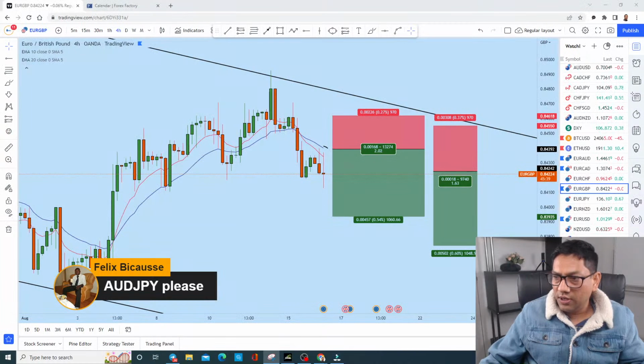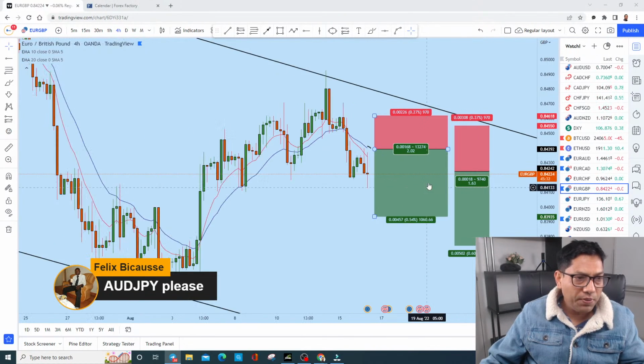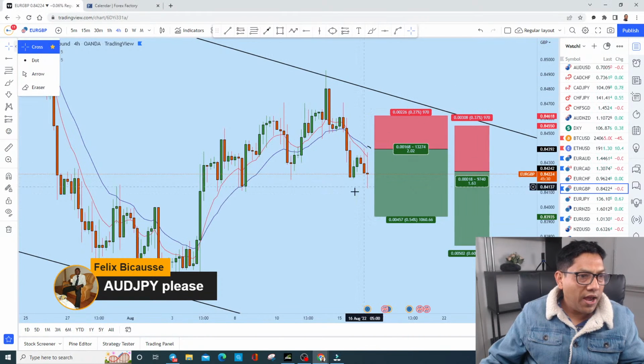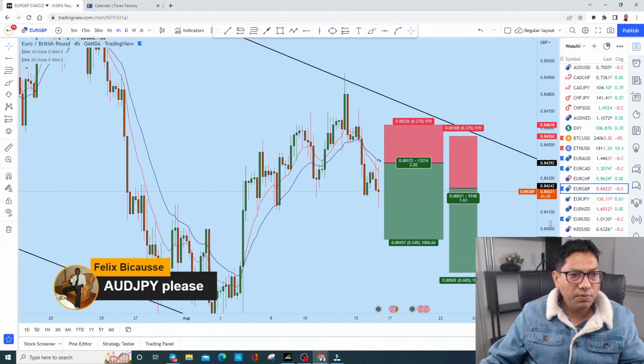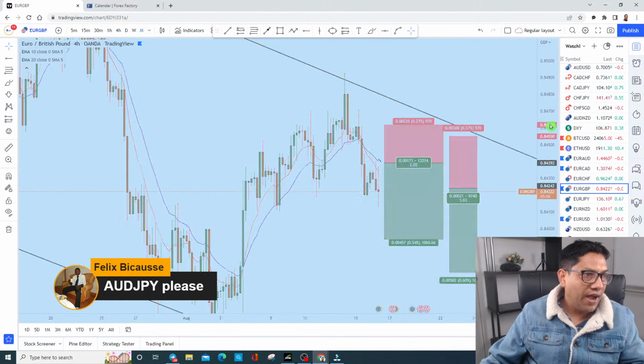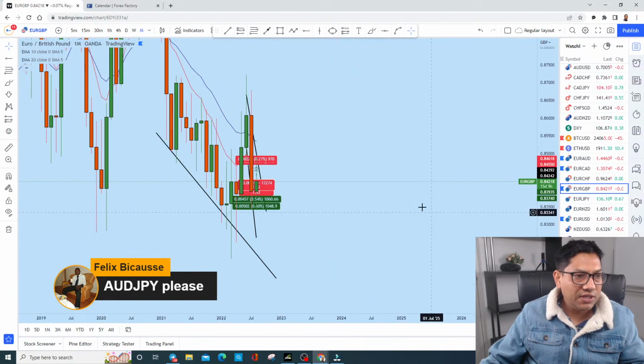So that's why we have added one more position on Euro GBP. Now 2 positions are running on Euro GBP. Let me quickly tell you why I am interested in shorting Euro GBP. On the higher time frame, you can see the monthly after this bearish engulfer.